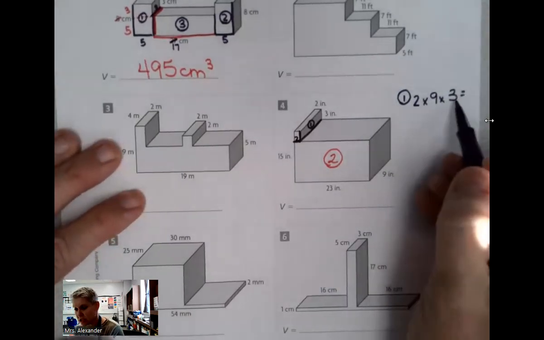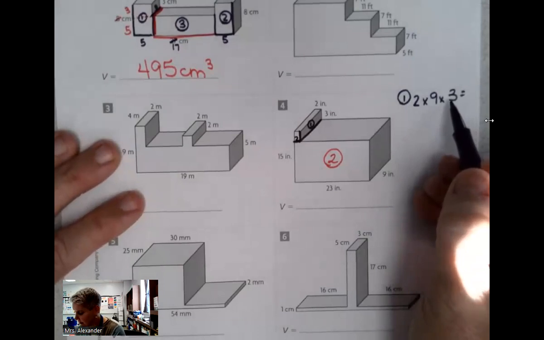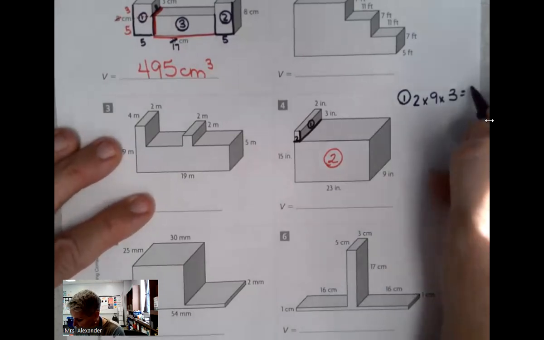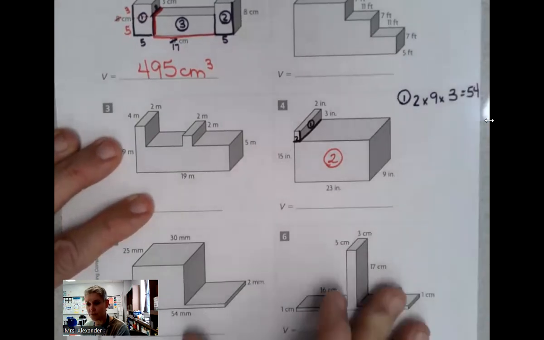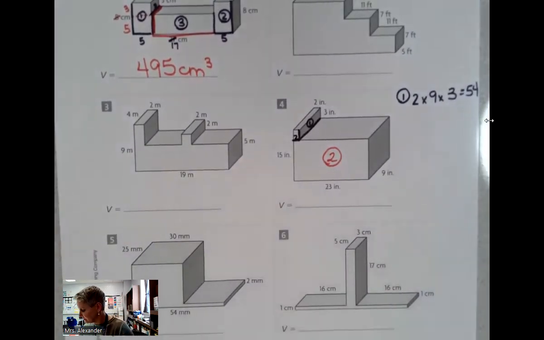I'm going to do 2 times 3 equals 6. 6 times 9 equals 54. I'm going to squeeze it in there, and I'll label it when we're finished.